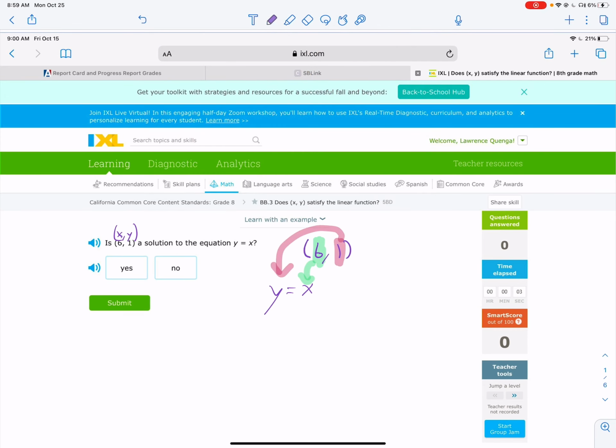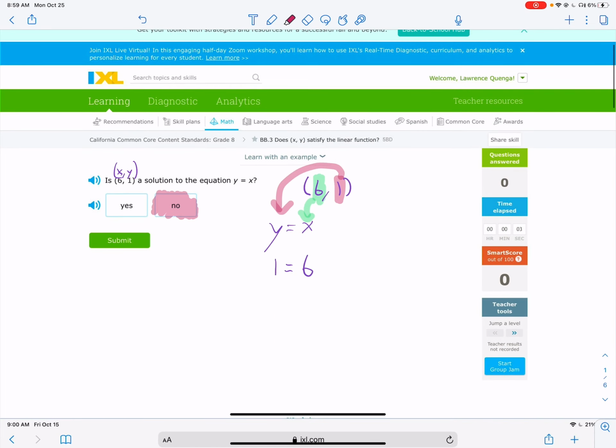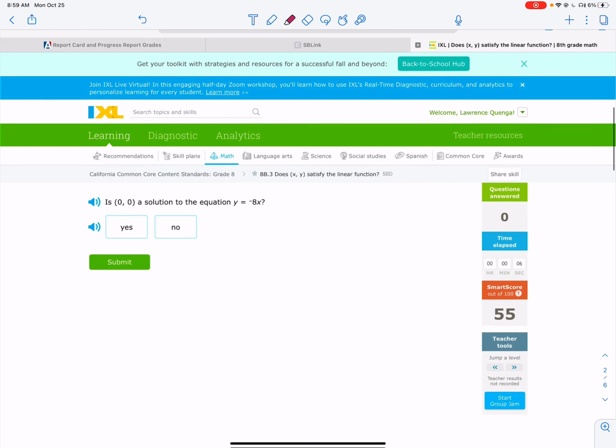1 equals 6. Does 1 equal 6? Well, that's obviously no. So we would click no, and we would submit this. If the sides don't equal each other, it is not a solution. All right, let's move on to one that's maybe a little more difficult here.